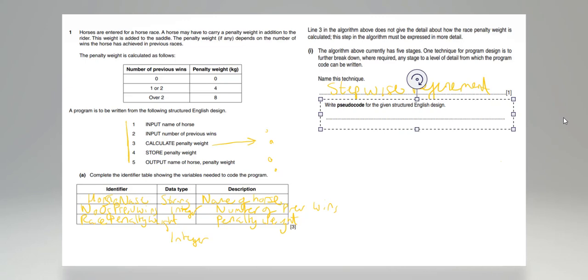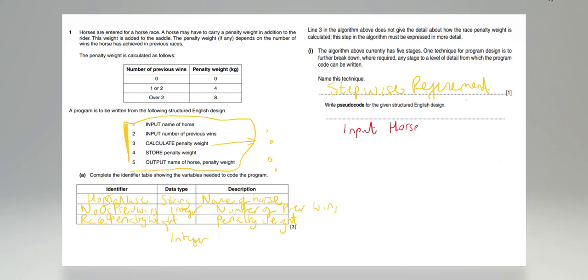Okay, so this is the final question for this question. You need to write the pseudocode for this structured English. Again, it should be very easy. Pause the video, give it a go. Right, okay, so what you should have is something like this. Input horse name. And that's that done.